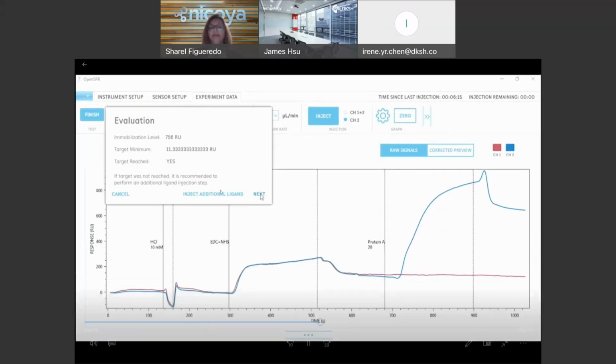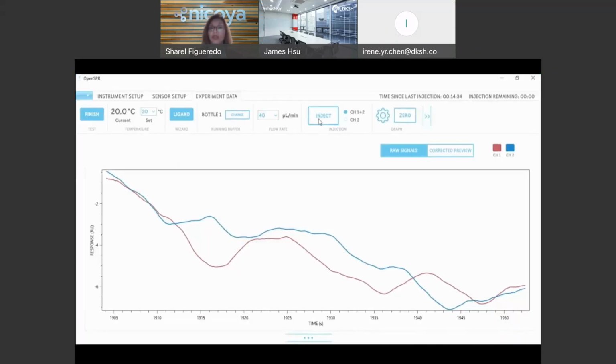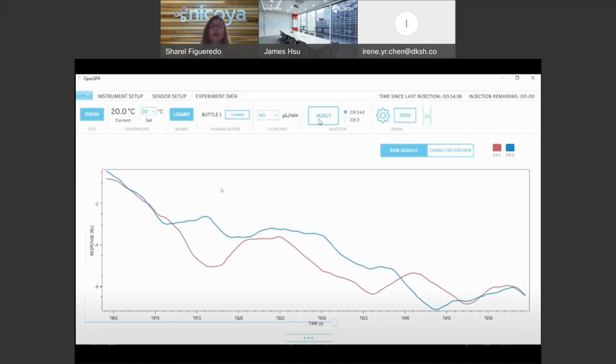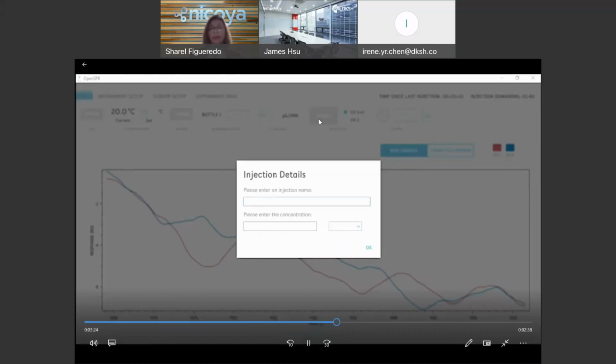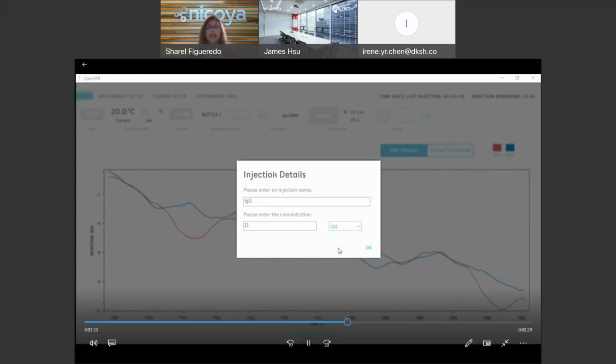The next step would be to titrate or add titration points of analyte, which is multiple concentrations. We begin at the lower concentration, and this is occurring in both channel 1 and 2. Any non-specific binding can be observed at this time in the reference channel, if there was any.